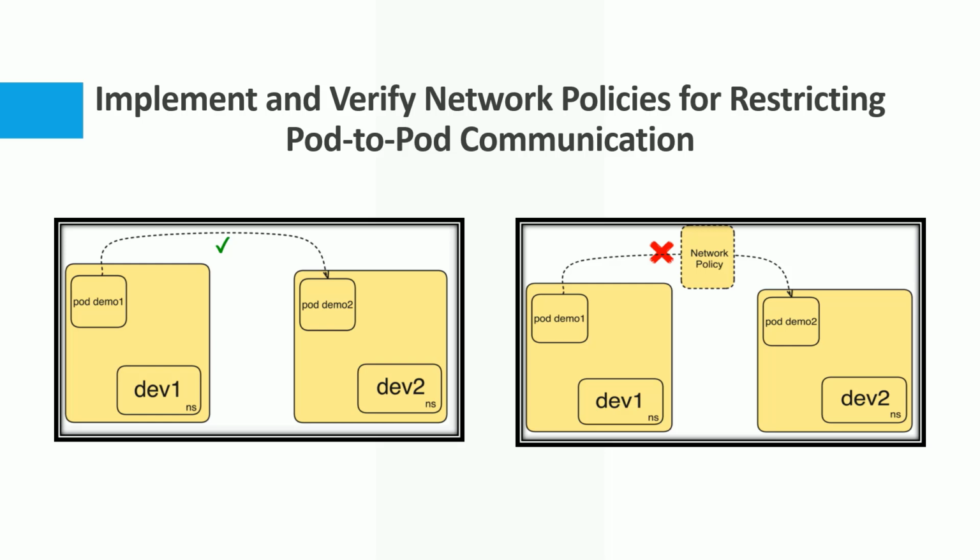So here a network policy is introduced between dev1 and dev2. Dev1 and dev2 are the names of the namespaces. The red cross mark and the network policy block indicate that communication from pod demo1 in dev1 to pod demo2 in dev2 is restricted. This means a network policy has been enforced to prevent traffic from dev1 to dev2, ensuring security and isolation between namespaces.